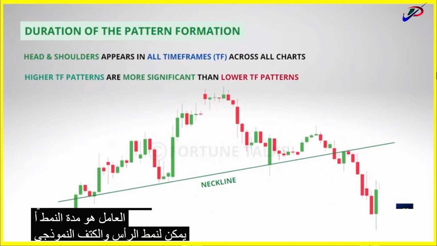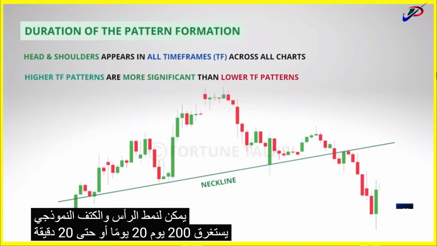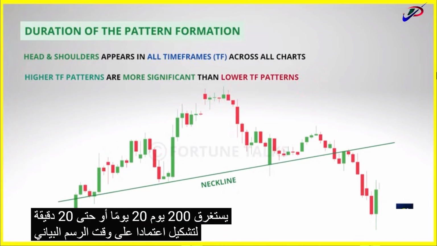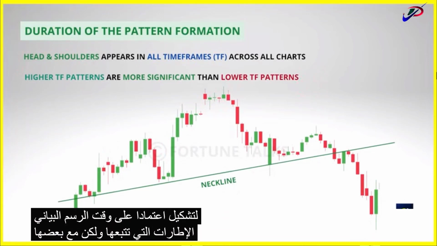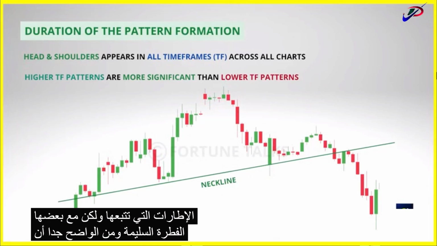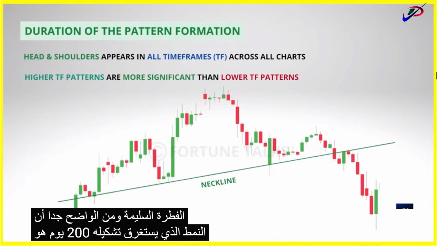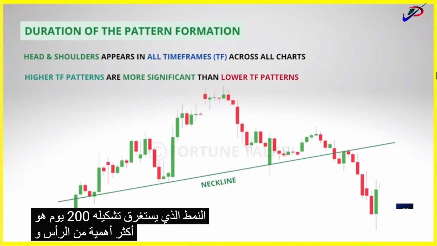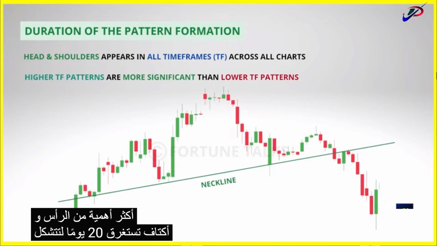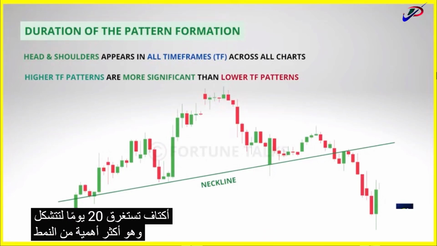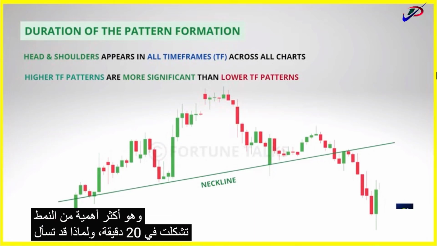Now the second factor is the duration of the pattern. A typical head and shoulders pattern can take 200 days, 20 days or even 20 minutes to form, depending on the chart time frames that you follow. But with some common sense, it is very obvious that a pattern that takes 200 days to form is more significant than a head and shoulders that takes 20 days to form, which is more relevant than a pattern formed in 20 minutes. And why, you may ask?